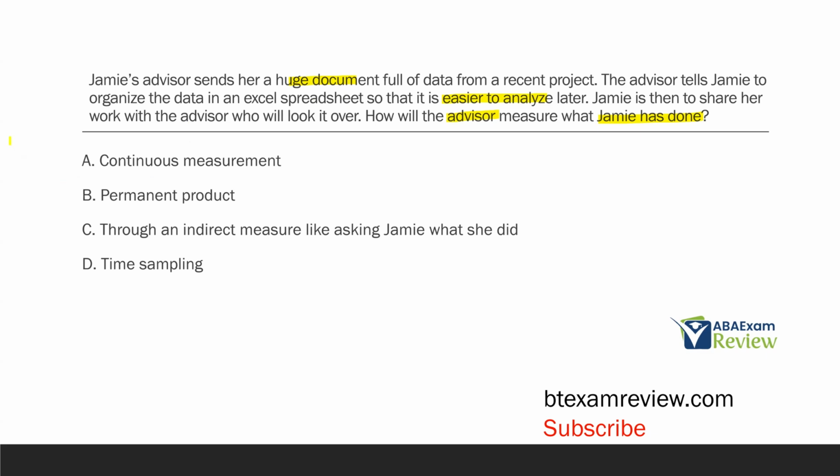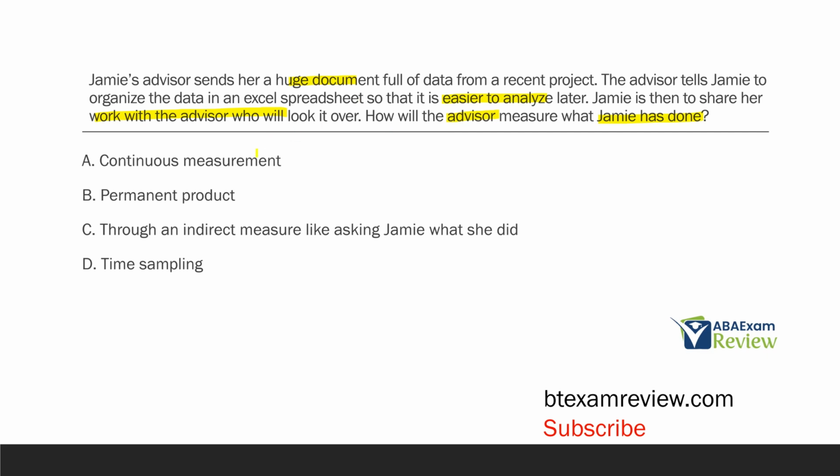Jamie then shares her work with the advisor who will look it over. If we think about this, is the advisor watching and helping Jamie organize the data? No. Jamie is just going to share the work with the advisor, meaning the advisor isn't actually observing Jamie engage in this behavior. What is she measuring? She's measuring the outcome. What is the product of Jamie's work? That's what the advisor is measuring.